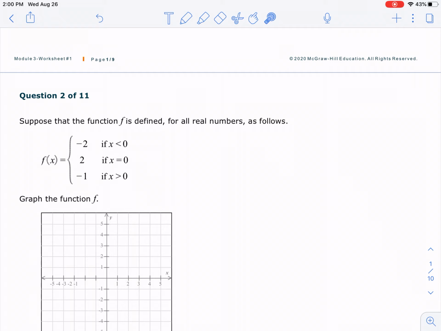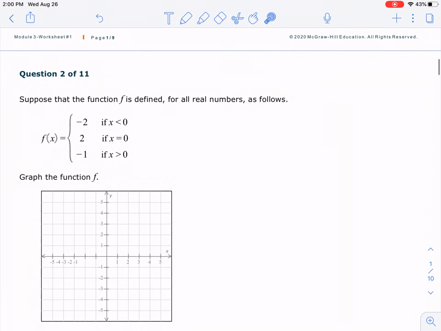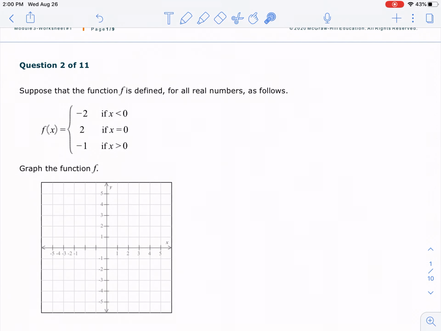You see the first one: when x is negative, f of x is negative 2. What that means is, when x is negative, which is this way, f of x is negative 2. So I'm going to locate negative 2 on the y-axis right here. And notice that we have strictly less than 0, so it's going to be open. And then we go in the negative direction.